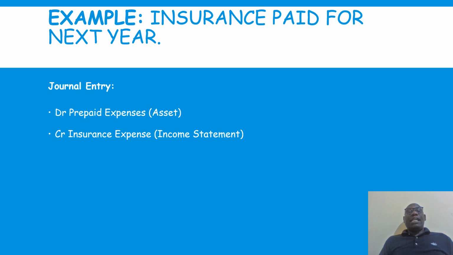One account is supposed to be debited, and it should have a corresponding credit entry in another account. So in this instance, where we need to record an expense item paid in advance, and we are looking at insurance, the journal entry would be that we debit the prepaid expense account, which is an asset to the business, and we credit the insurance expense account.